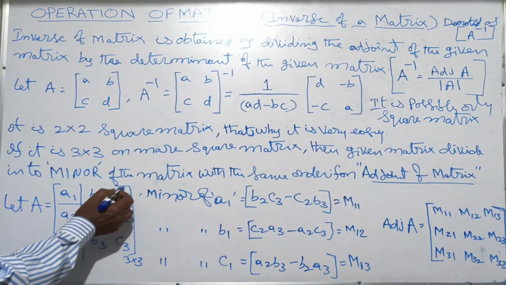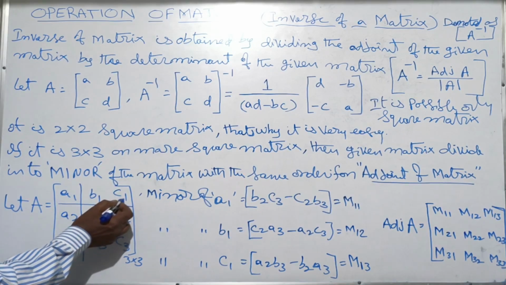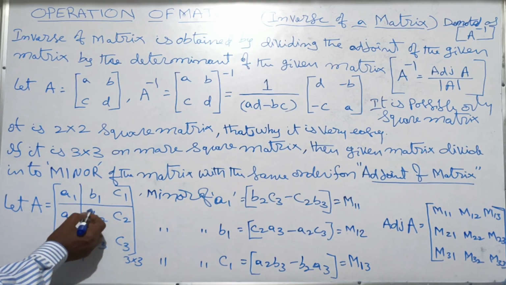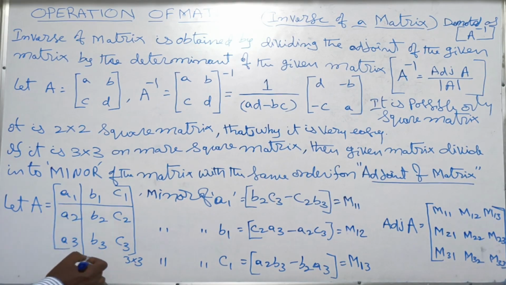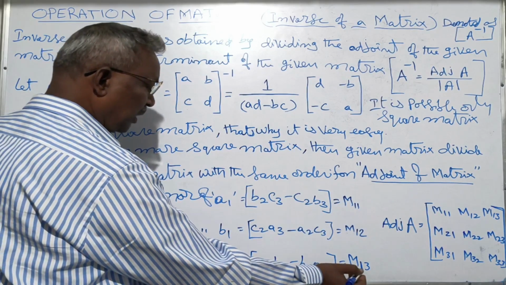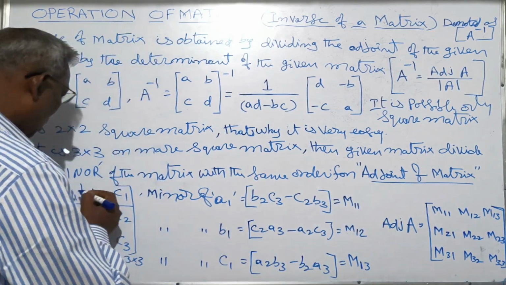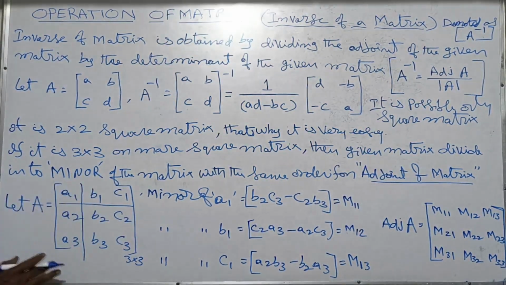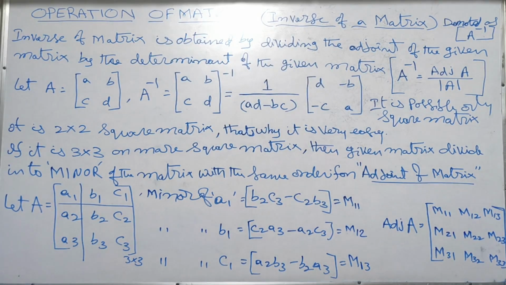Similarly, the minor matrix of element C1. You leave the first row and third column. So this is the minor matrix of element C1. A2, B3 minus B2, A3. This is M13, that is 1, 3, first row and third column. Similarly, other elements also have minors.